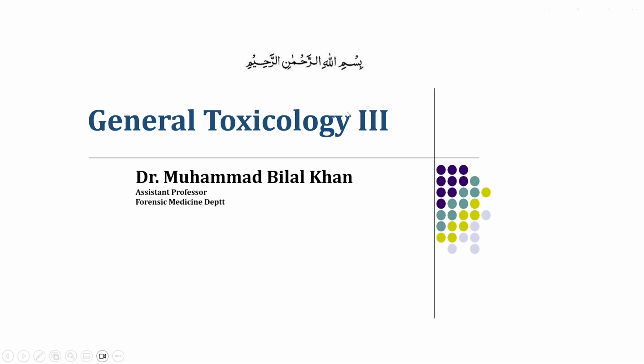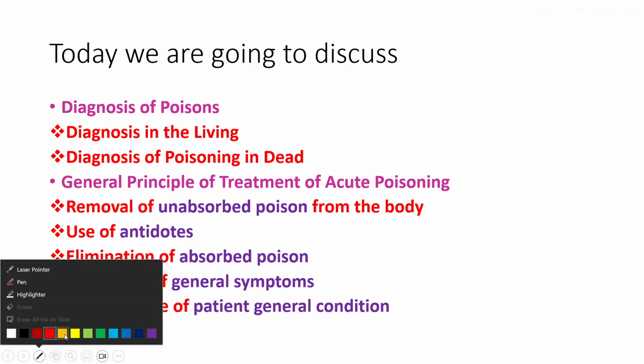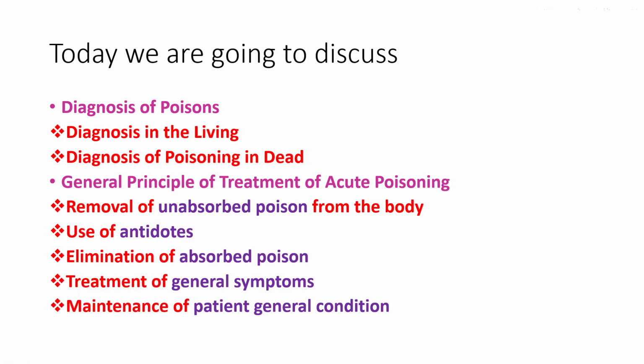In the second portion, we discussed the different routes of administration of poison, the different routes of elimination of poison, the fate of the poison, and at the end we discussed the medico-legal aspects of poisons. Now in the third portion, our learning objectives will be how one can diagnose poison in the living, in the dead, and what are the general principles of treatment of acute poisoning.